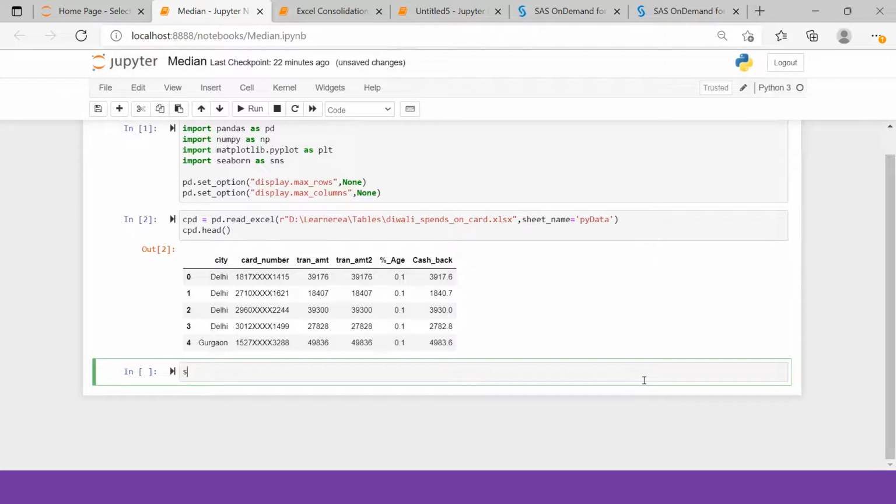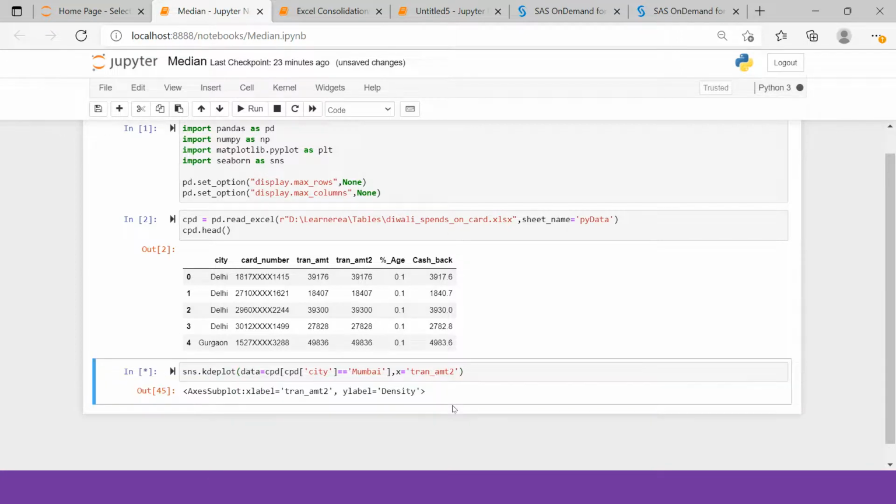So for that, all you need to do is say sns, which is the Seaborn library, and on that you can just call kdeplot. In that you're going to give data for CPD, but you remember we are concerned about Mumbai only, right? So where city equals CPD again, and city equals Mumbai. So this is how it will filter the data for Mumbai only. And on the x-axis we want to plot tran amount 2. Okay, let's see how it looks.